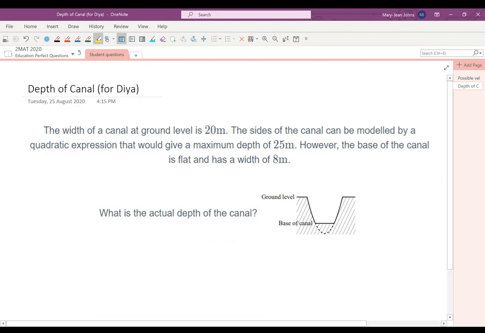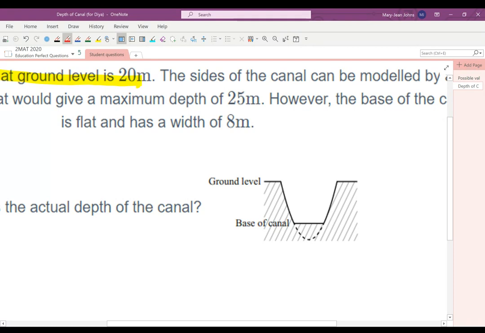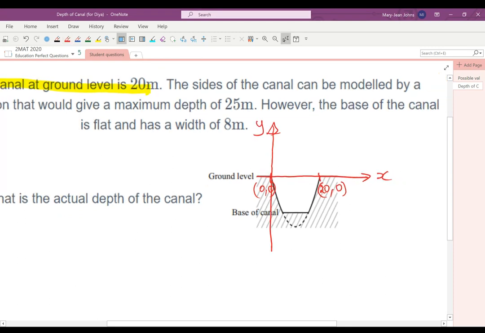The first thing we get told is that we have a width of the canal at ground level. So let's put in our width. I'm just going to increase the size of our drawing. If I put across there my x-axis, and that's my width, and I'm told that it's 20 meters from there to there, so from 0 to 20, and if I make that my x-axis, I've gone nothing up, which makes this my y-axis.